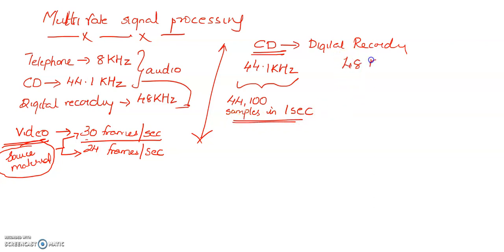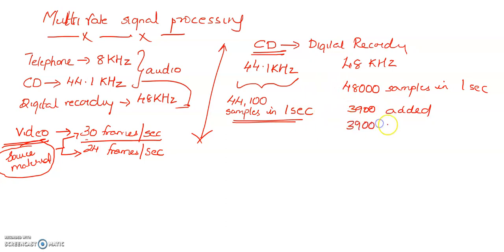Meanwhile, in this 48 kilohertz scenario, it means there will be 48,000 samples in 1 second. So how do we convert a signal that has 44,100 samples in 1 second to a 48,000 samples in 1 second variant? If you want to convert this into this, around 3,900 samples must be added, and if you are converting it the other way around, around 3,900 must be rejected.